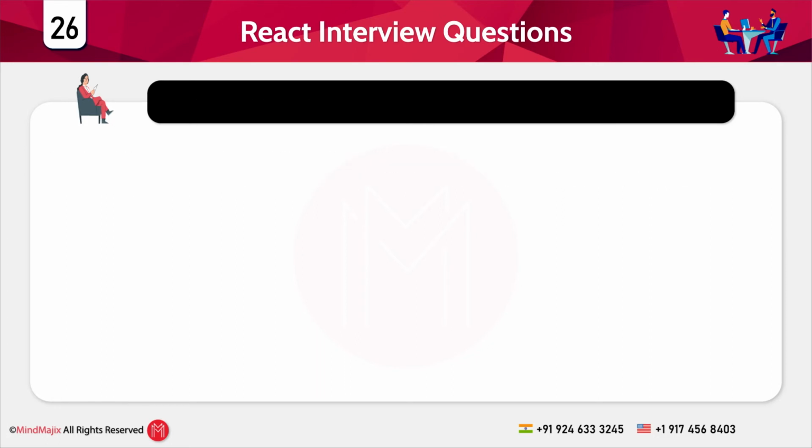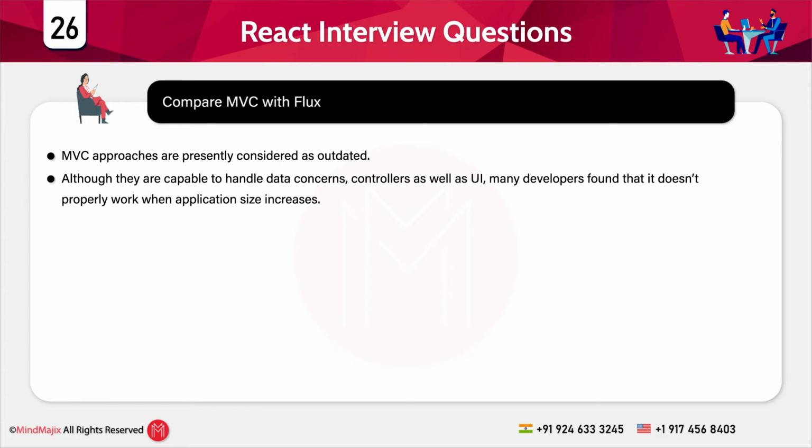The next question is a very important question. Compare MVC with Flux. MVC approaches are presently considered as outdated. Although they are capable of handling data concerns, controllers as well as UI, many developers found that it doesn't work properly when the application size increases. However, they are capable of handling some of the key issues, such as eliminating the lack of data integrity as well as managing the data flow which is not properly defined. On the other hand, Flux works perfectly with all sizes of applications. This was a critical difference between MVC and Flux.